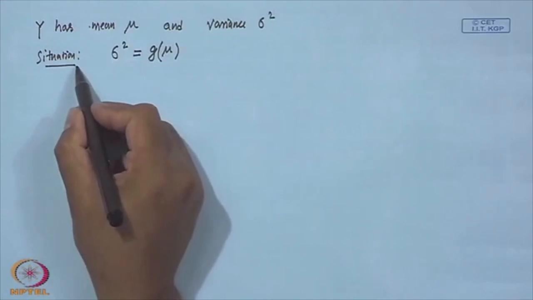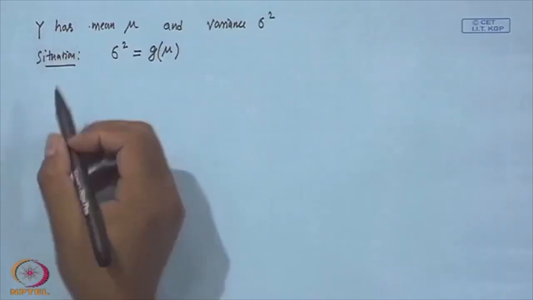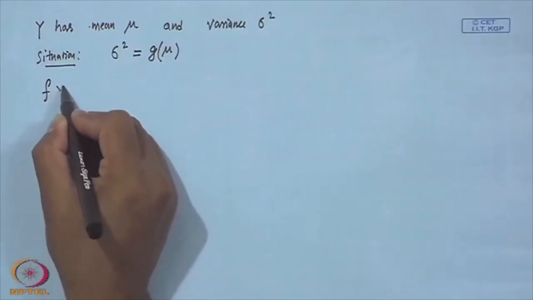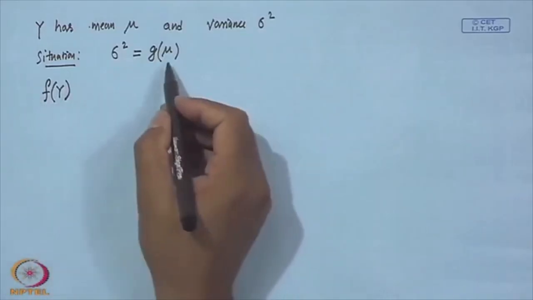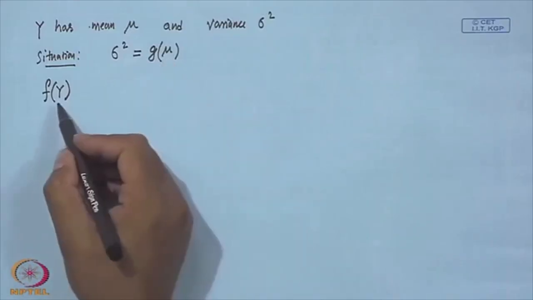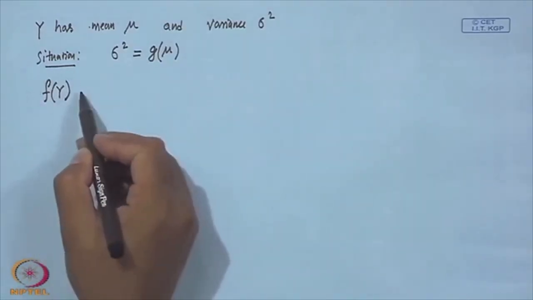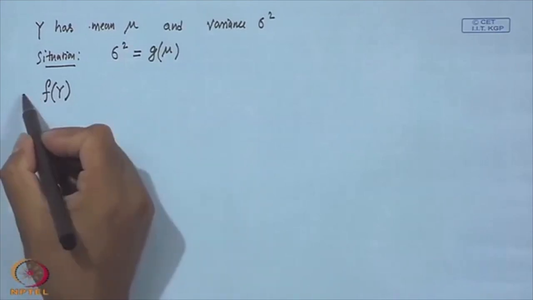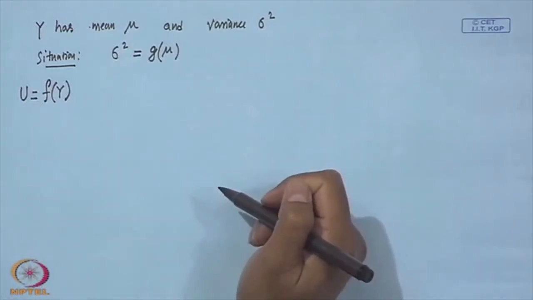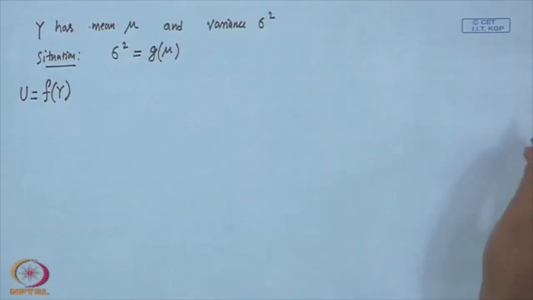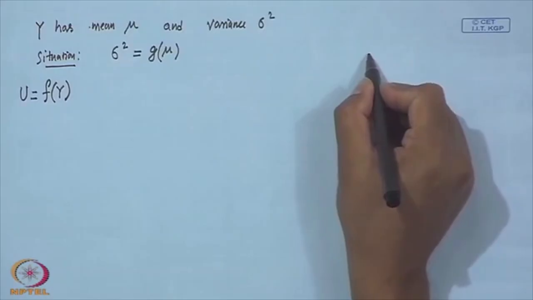Okay. So, depending on this g, we will try to find a transformation on y, say call it f of y, such that the variance of f of y is constant, it does not depend on mu. So, how to find this transformation f on y, so that the variance of f of y is constant? Well, call it u, u equal to f of y. Now, let me talk about a Taylor series.